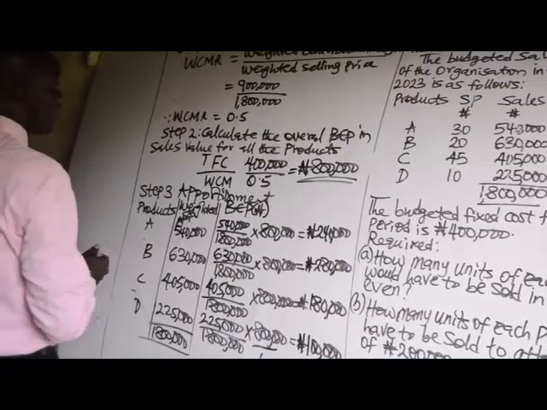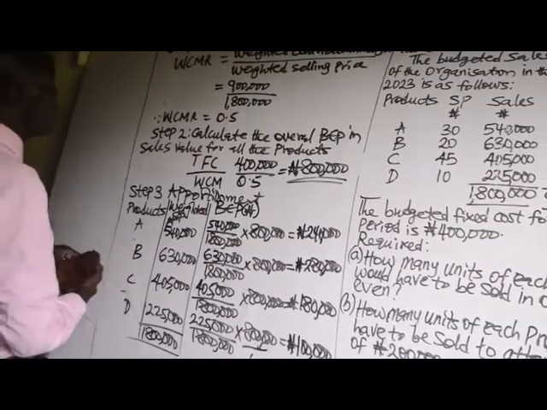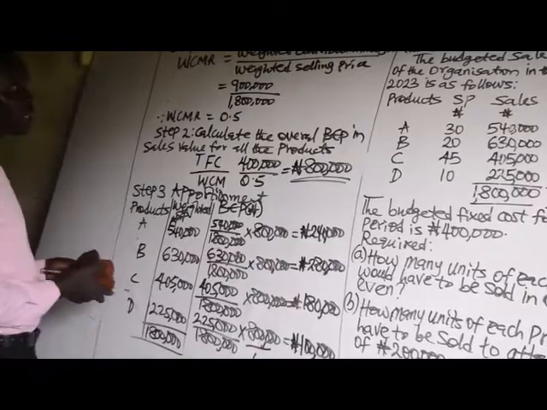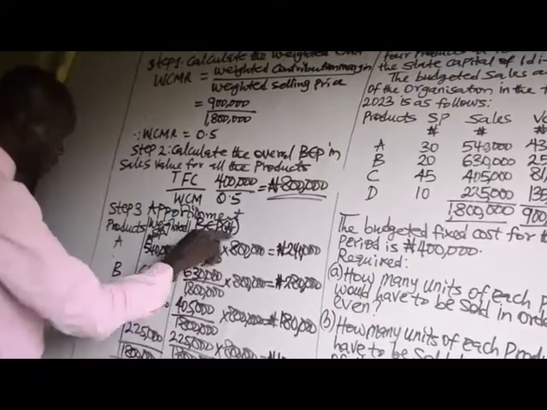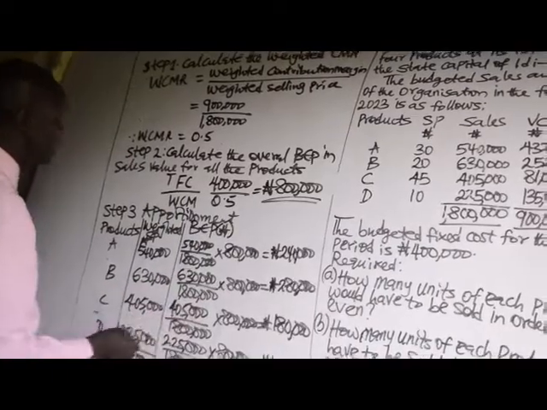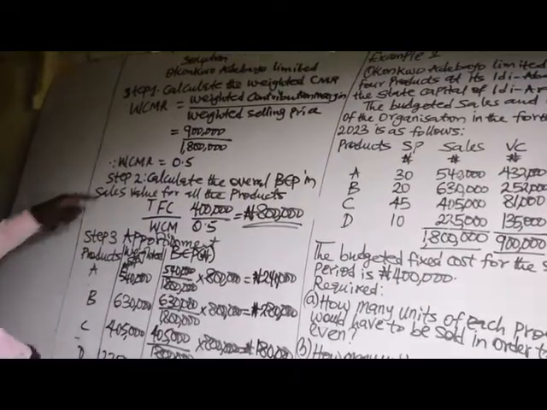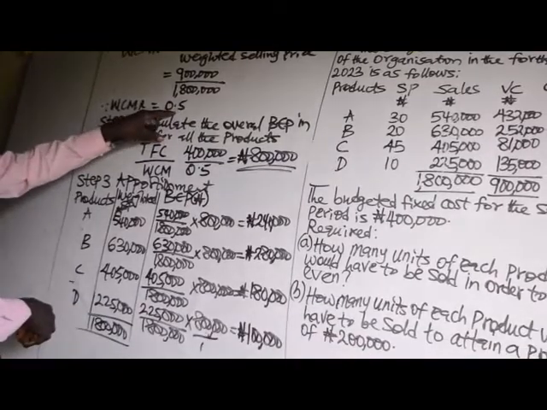Then the step 4, you calculate the BEP in units. I've told you that to calculate the BEP in units, you divide the BEP sales revenue or BEP in value by the selling price. Now remember the weighted CMR as obtained is 0.5.